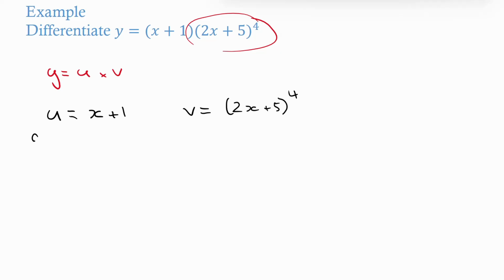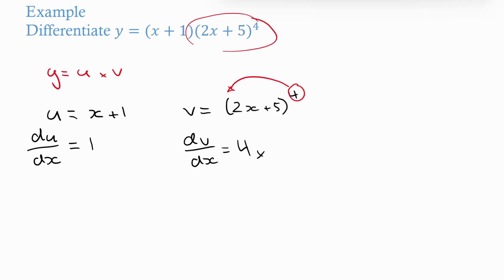So du over dx ends up being 1 because the x just turns into 1. And over here, dv over dx. Now I'm going to do the shortcut way here. Remember the shortcut way is that the 4 comes out the front, so I end up with 4. We multiply it by the differentiation of what's in the bracket. We differentiate 2x plus 5, which is 2, so we times that by 2. I rewrite my brackets, and it's now to the power of 4 minus 1, which is 3. So this ends up being 8 bracket 2x plus 5 to the power of 3.